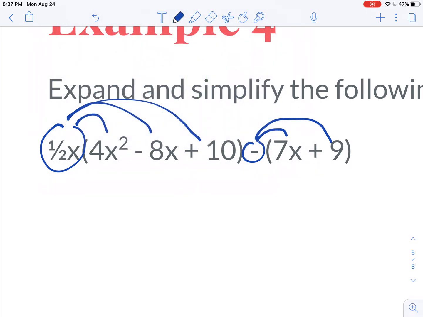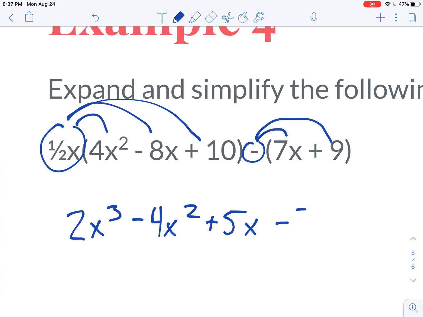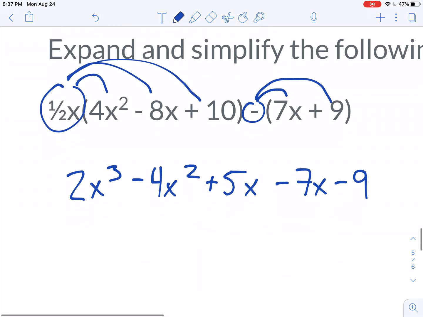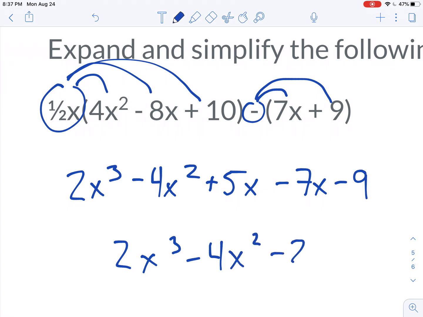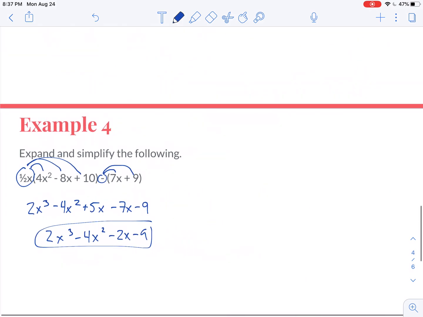So what I have right now is 2x cubed, because 1/2 times 4 is 2. 1/2 times 8 is 4. X times x is x squared, plus 5x. And then I'm going to subtract 7x, and I'm going to subtract 9 from that. I get 2x cubed minus 4x squared minus 2x. Those are my only like terms, minus 9, and then that is the most simple term.